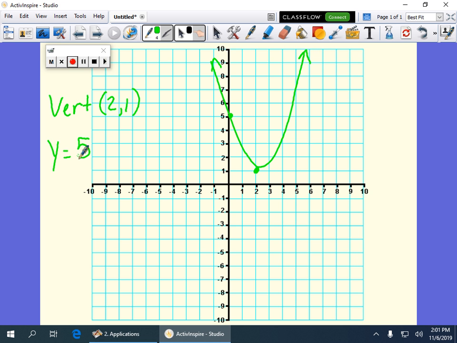5. Great. Okay, I want you to write the equation in vertex form. So what would it be in vertex form? y equals a(x minus 2) squared, because my x is always crazy, plus 1.